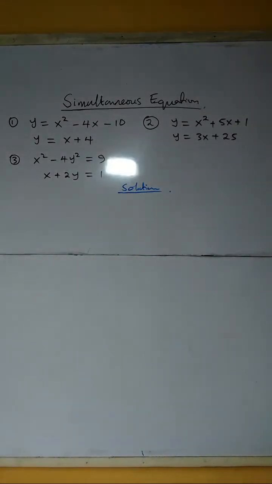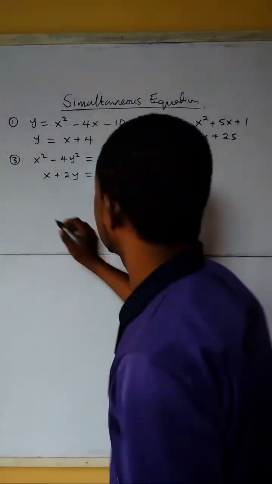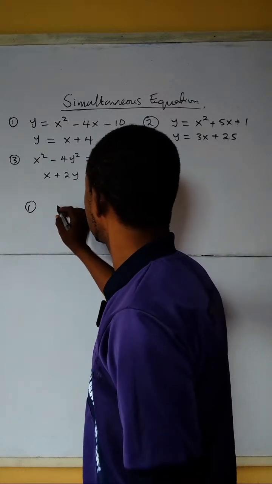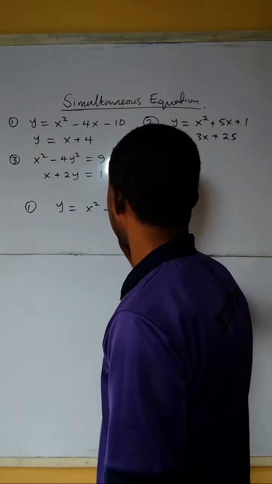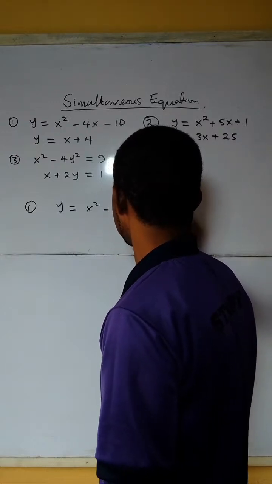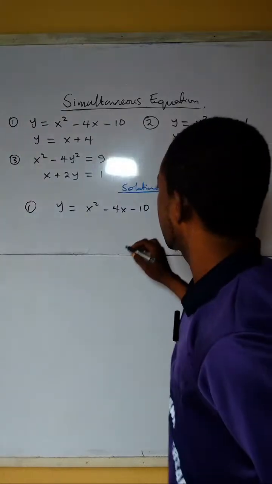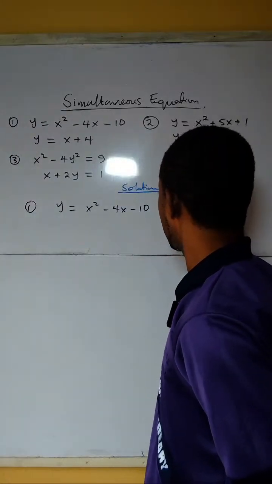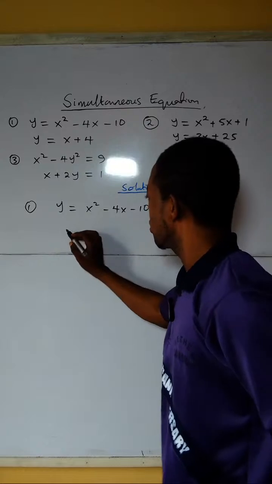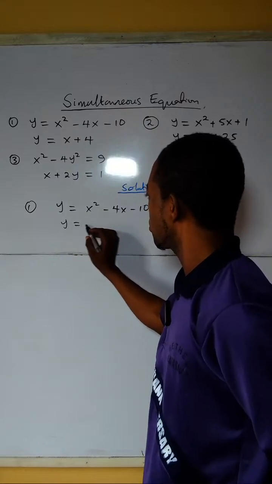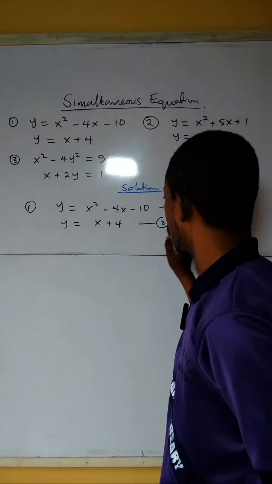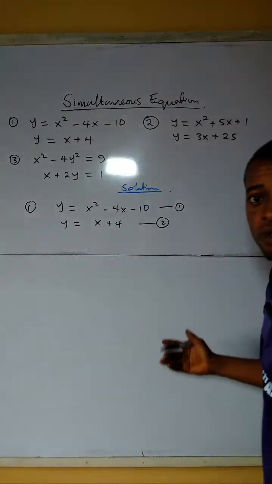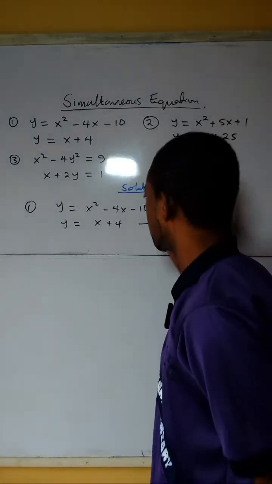is given as y equals x squared minus 4x minus 10. That's the first equation, equation 1. And the second equation, y equals x plus 4. That's equation 2. Now here, we can substitute equation 2 in equation 1.